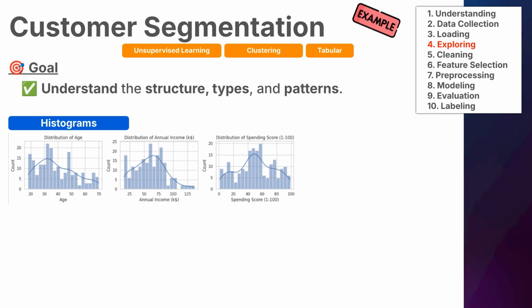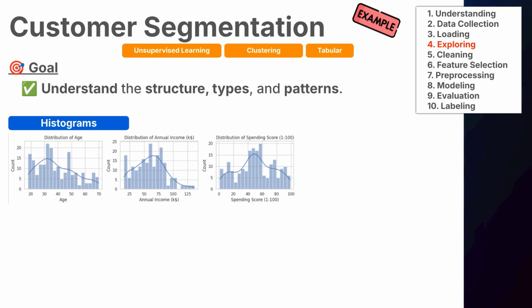From the distribution of spending score, the spending scores range across the full scale from 1 to 100, indicating diverse spending habits. The distribution is multimodal, showing noticeable peaks around 40 to 60 and again near 80. This suggests there may be distinct groups of spenders, low, average, and high.